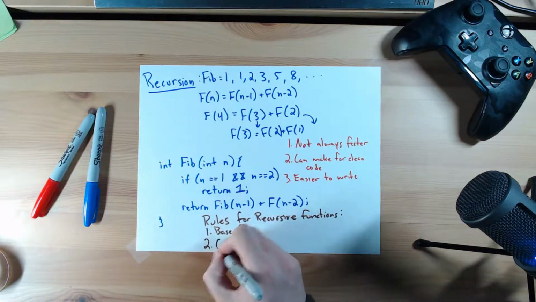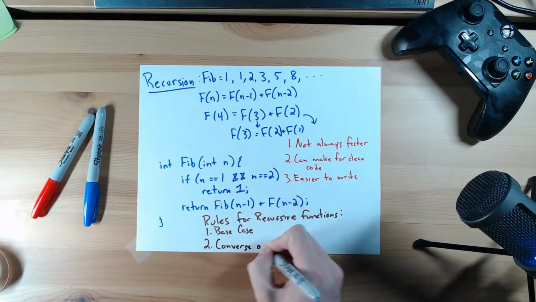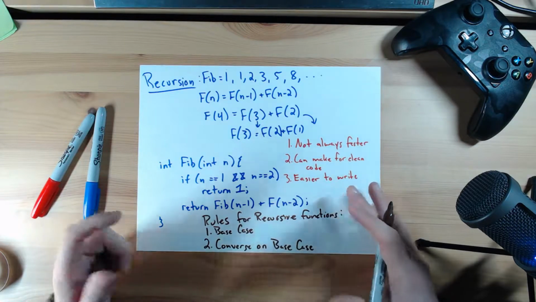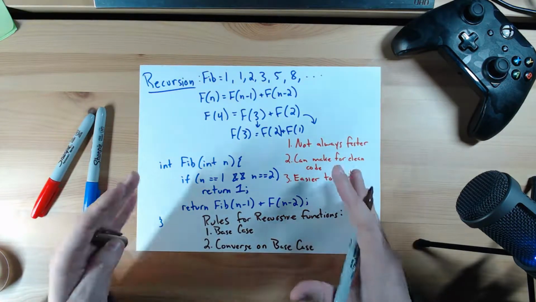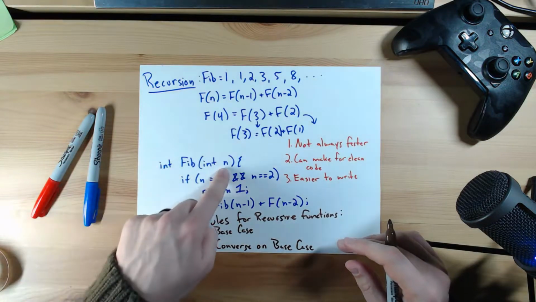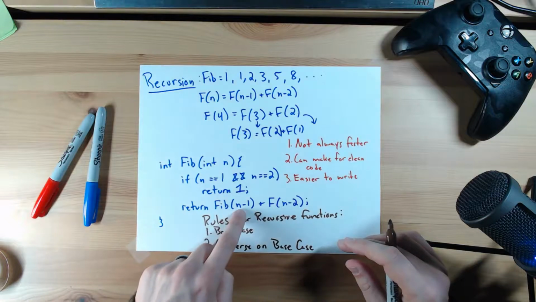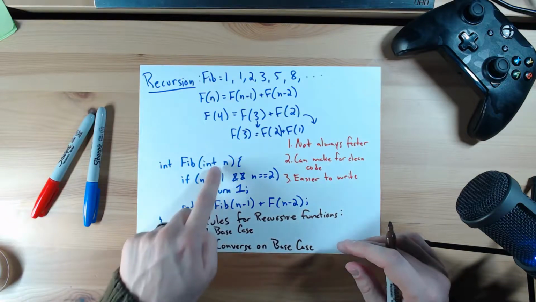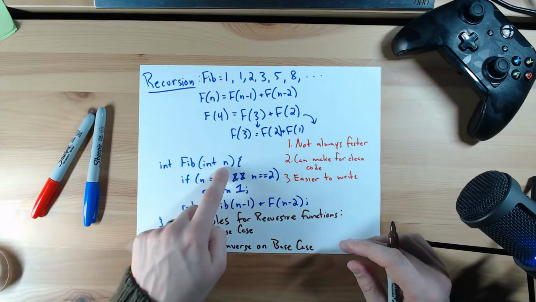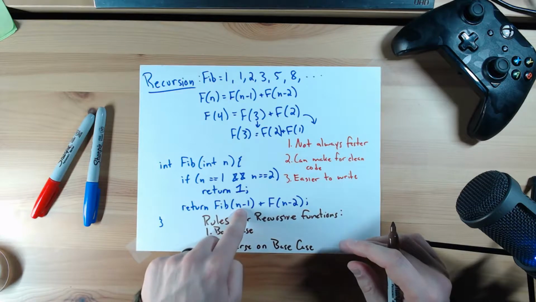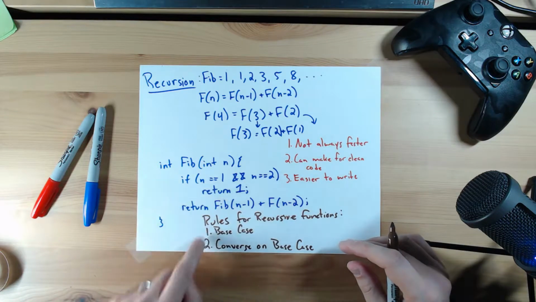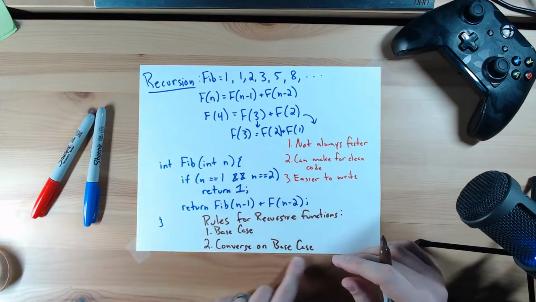Number 2, we need to converge on the base case. This means that whatever data we're operating on needs to get closer and closer to our base case. In this Fibonacci sequence example, our data is the value of n. Every time I call it, I subtract 1 from it or I subtract 2 from it. So this value of n is getting closer and closer to our base case of 1 or 2. I pass 10 in here, and then this is going to call Fibonacci with 9, and Fibonacci with 8, and so on and so forth. It's going to get closer and closer to this base case. So number 2 is the data needs to converge on the base case.